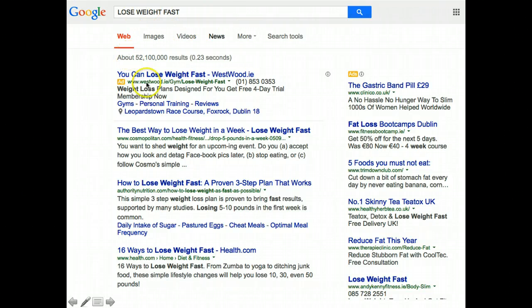And I put in those words. So Westwood here actually have the gymnasium. You can lose weight fast. So they actually put those words in, knowing that people will react or their web search will bring them here. The best way to lose weight in a week by Cosmopolitan, which is a commercial magazine, and on it goes. Who can we trust? A gastric band pill. I wonder what on earth that is. Look, you get the idea. 52 million results. Where on earth do we go?